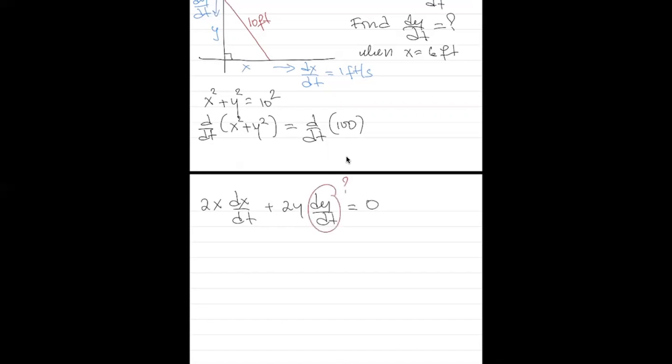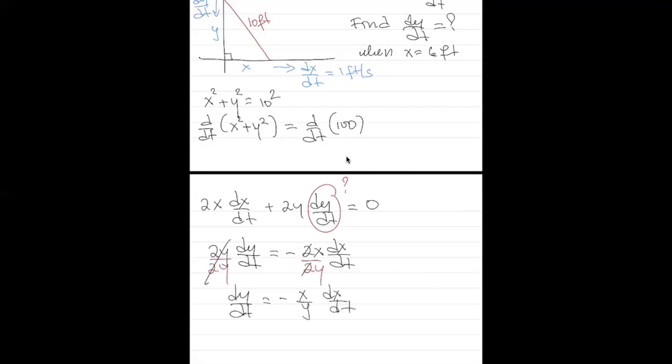So I'm going to keep 2y dy/dt on the left side, move the other one to the right, and I can divide by 2 on both sides. Actually, I could have divided by 2y. Let's just divide by 2y on both sides. So we have dy/dt by itself, and the 2's are gone. dy/dt is equal to negative x over y times dx/dt. And now we can substitute.